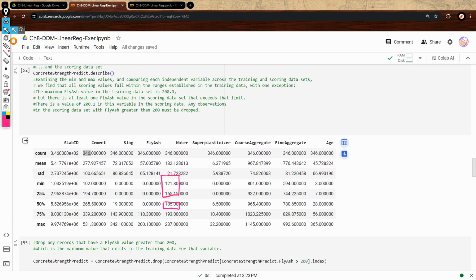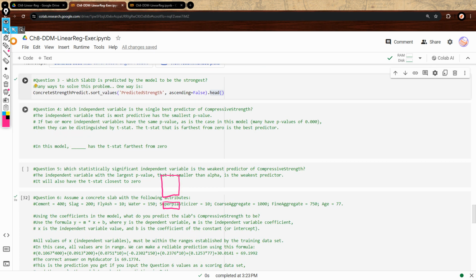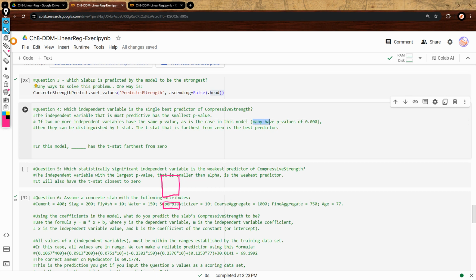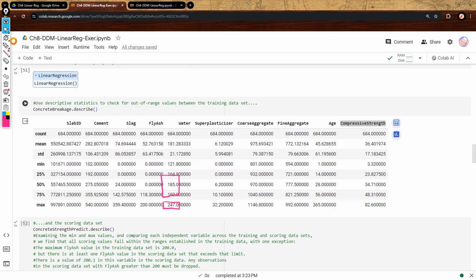What I mean is, let's look at the exercise problem. If two or more independent variables have the same p-value, in this case many p-values of 0, then they can be distinguished by the t statistics. The t stat that is the farthest from 0 belongs to the best predictor. So in this model, the answer is the variable whose t stat is farthest from 0.